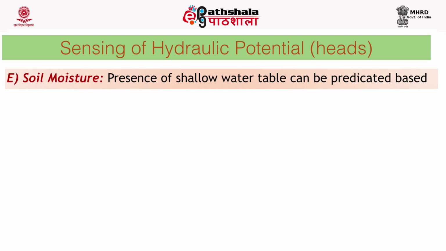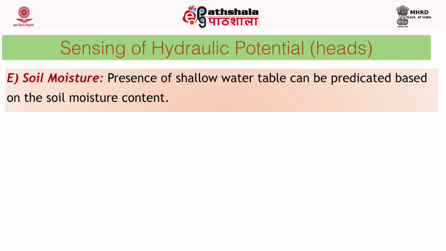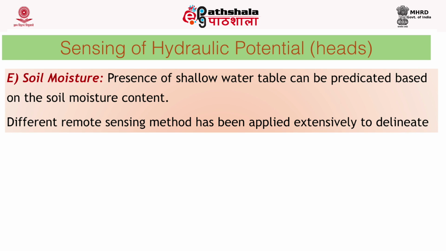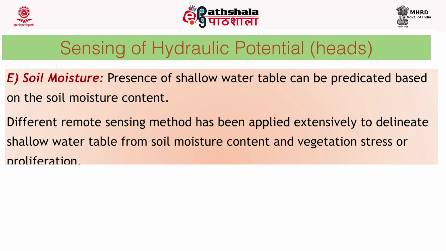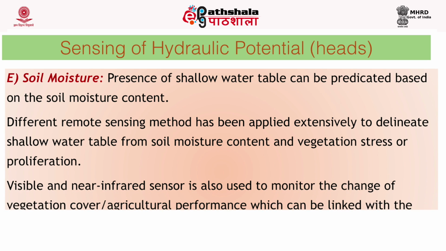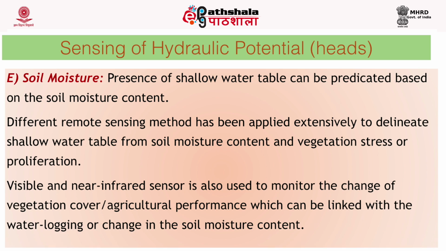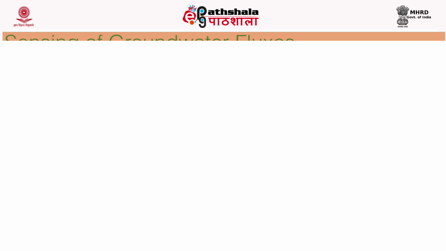The fifth point is soil moisture. Presence of a shallow water table can be predicted based on the soil moisture content. Different remote sensing methods have been applied extensively to delineate shallow water table from soil moisture content and vegetation stress or proliferation. Visible and infrared sensors are used to monitor the change of vegetation cover and agricultural performance, which can be linked with waterlogging or change in the soil moisture content.